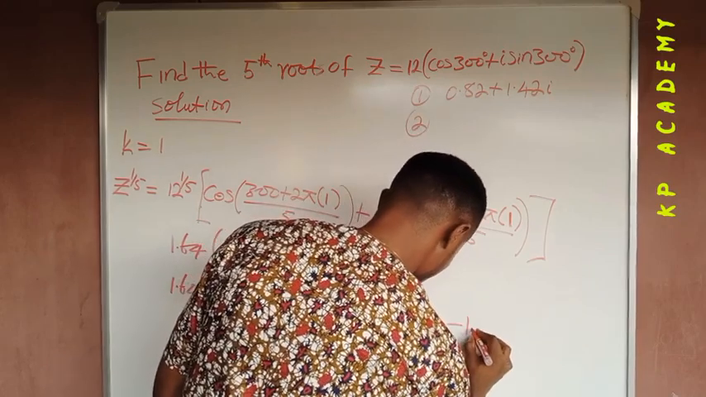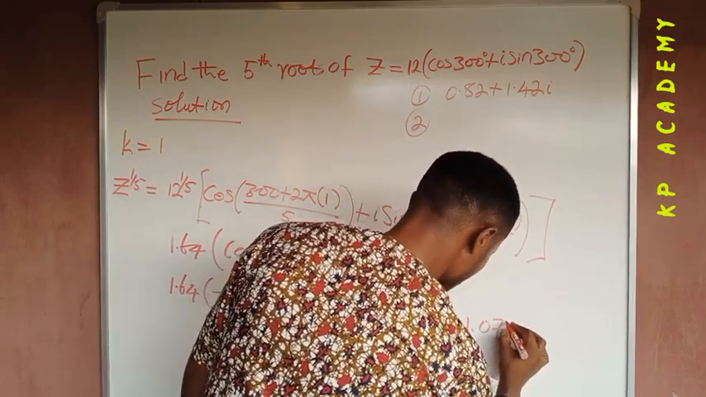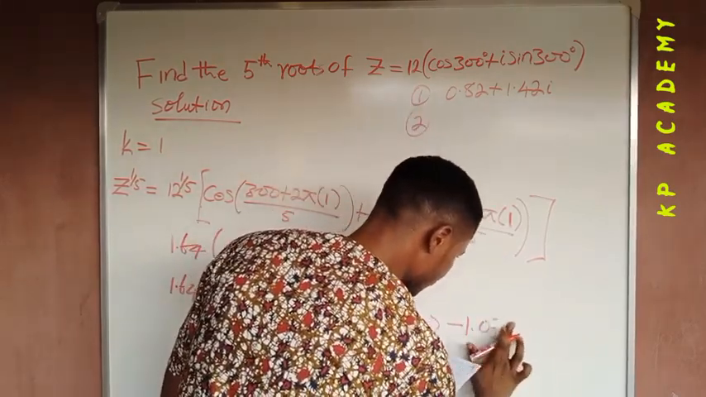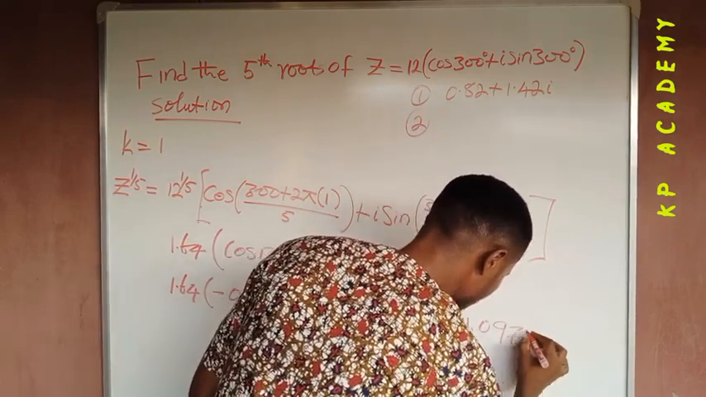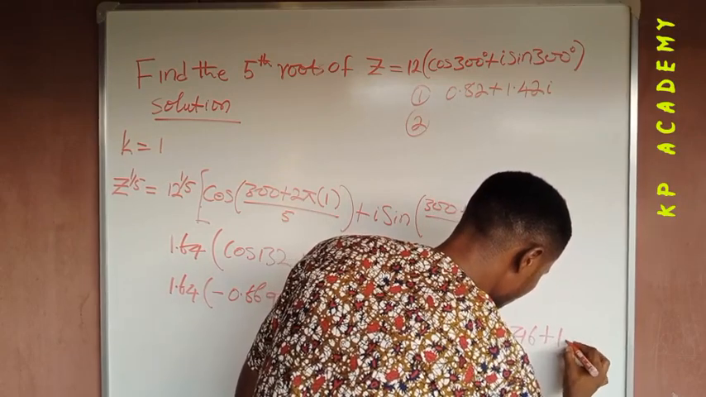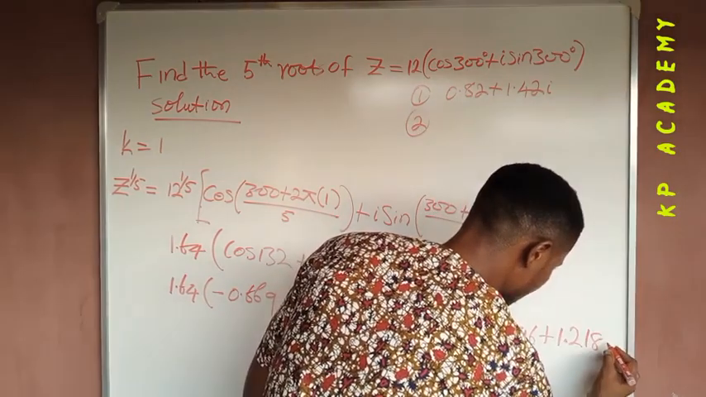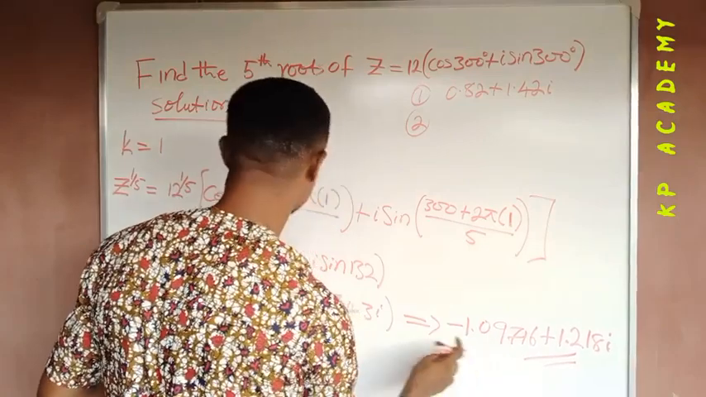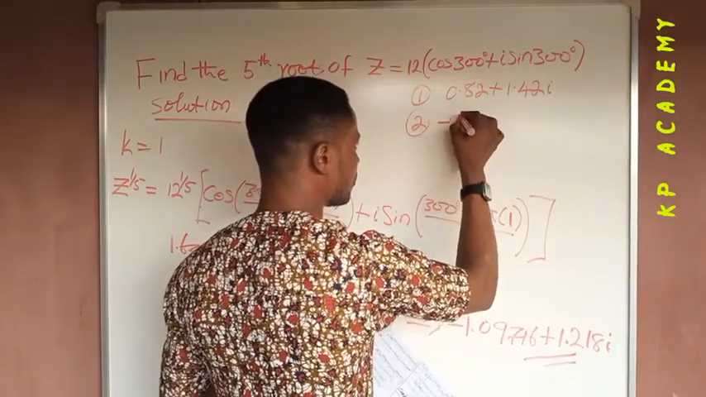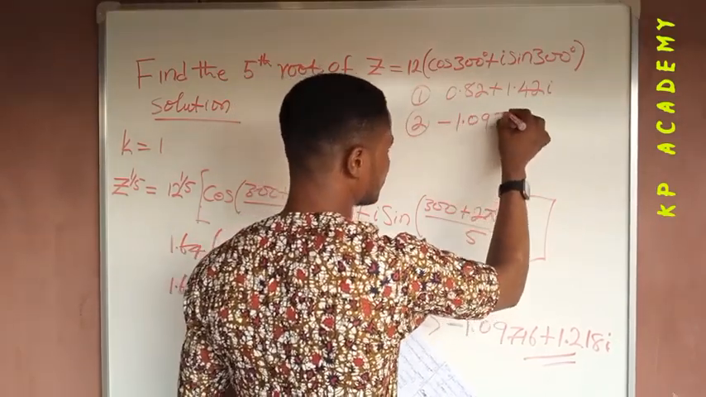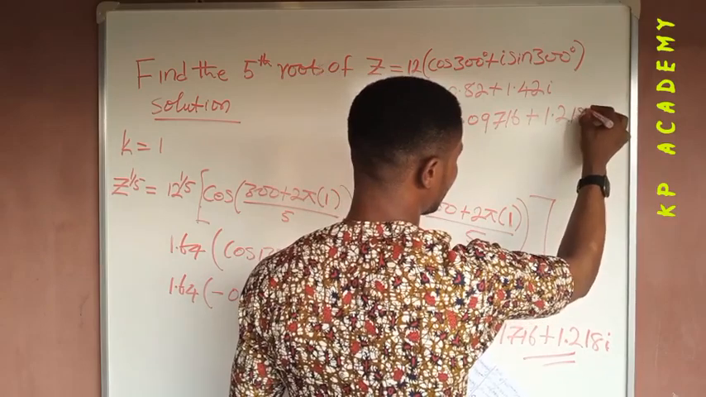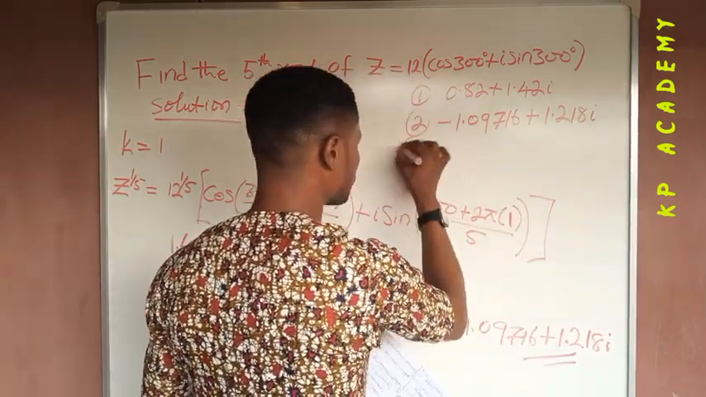Alright, now using this 1.64 to open out this bracket, you should be able to have minus 1.09716 plus 1.218i. Alright, so this is it. Now, therefore, this is the answer when k is equal to 1. So that's our second answer. So it's actually minus 1.09716 plus 1.218i.